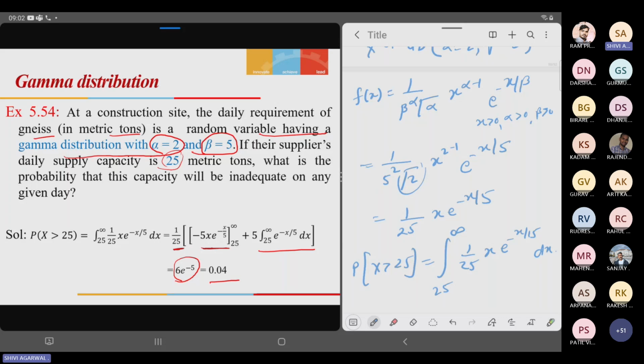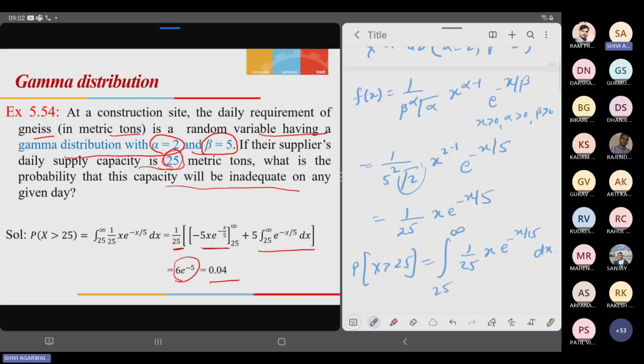Why is the range 25 to infinity? Here it's in the question. You can see it is given that the capacity is 25 and this capacity will be inadequate. So that's why it is 25 to infinity.